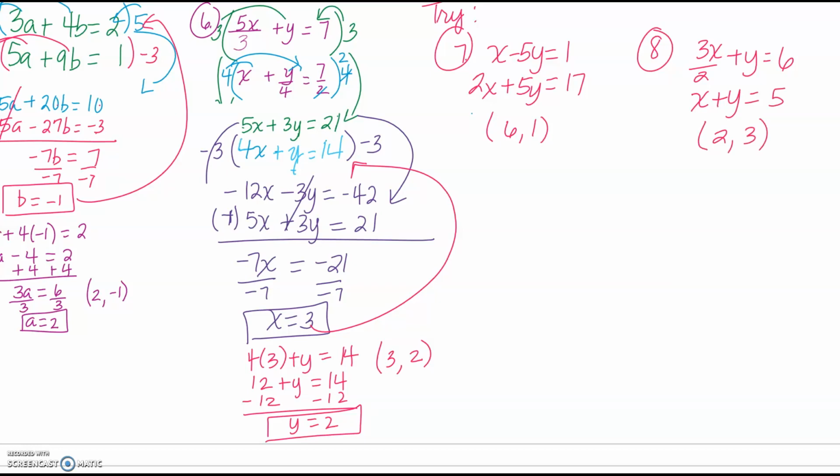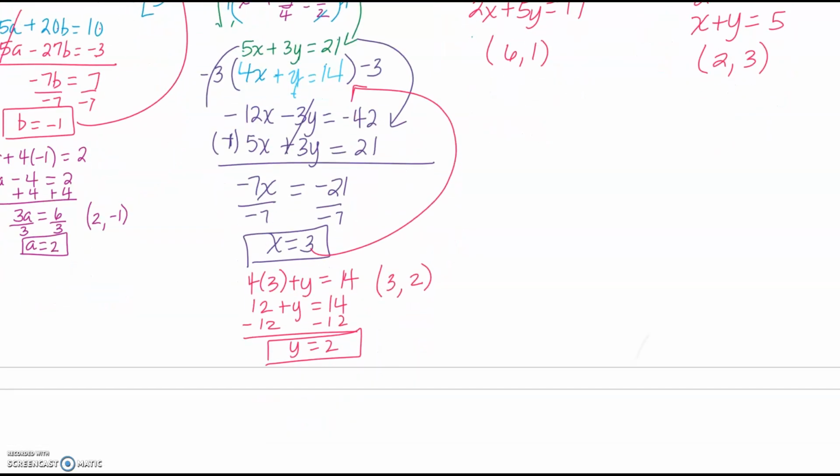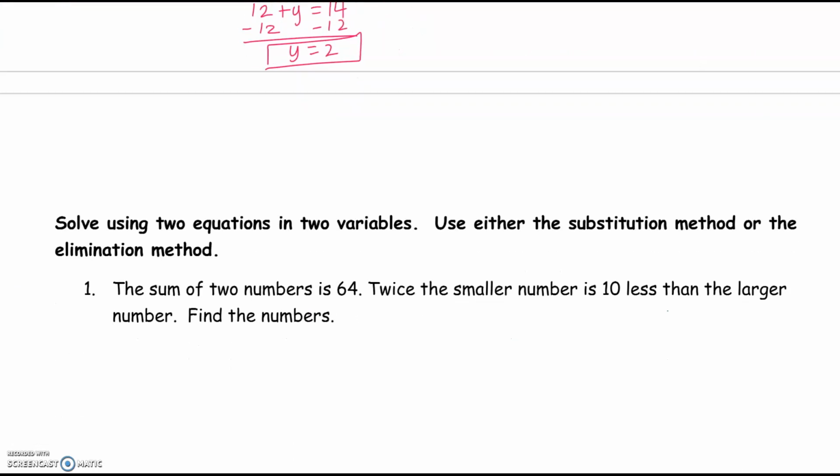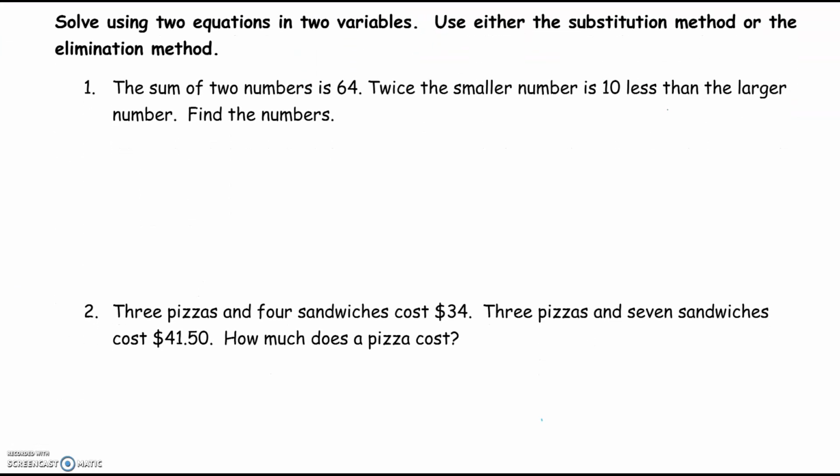I would encourage you to stop the video here and just pause it for a few minutes and work on those to make sure you're comfortable with elimination before you move on to the back side of your guided notes. Okay, I'm going to go ahead and continue, and then just when you're ready, start back up. It says solve using 2 equations and 2 variables, either the substitution method or elimination method. Number 1, the sum of 2 numbers is 64.